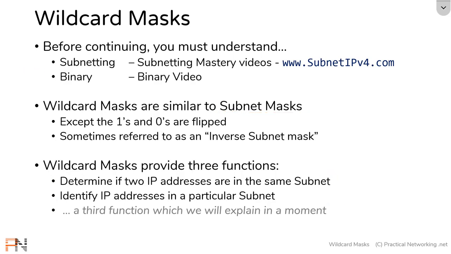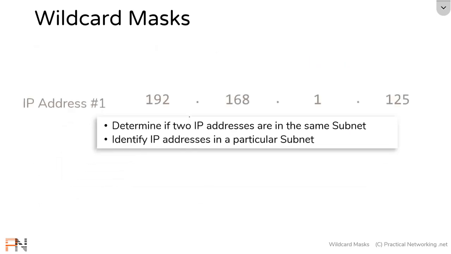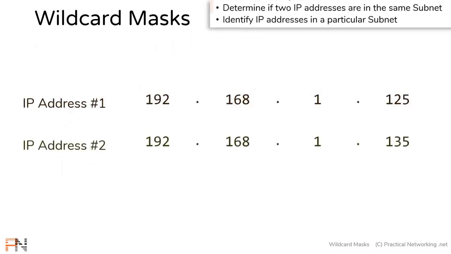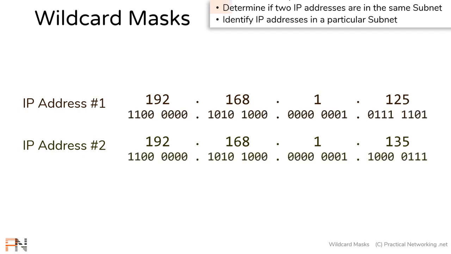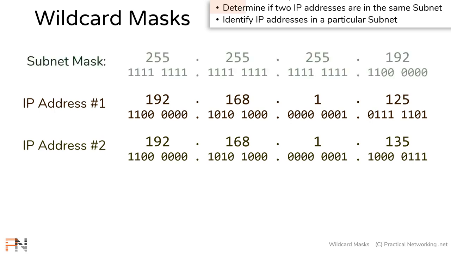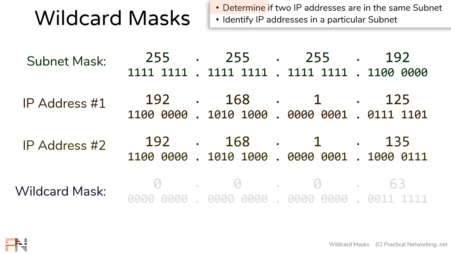Let's use a wildcard mask to determine if 2 IP addresses are in the same subnet. Here are 2 IP addresses, 192.168.1.125 and 192.168.1.135. If we translate both of those IP addresses into binary, we would get something that looks like this. If we wanted to see if both of these IP addresses were in the same subnet, we would need a subnet mask or a CIDR notation. You and I know how to translate subnet masks into wildcard masks, and if we translated this subnet mask into a wildcard mask, we'd end up with something that looks like this.